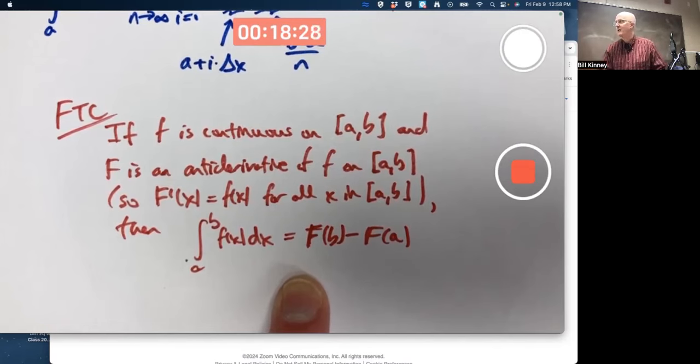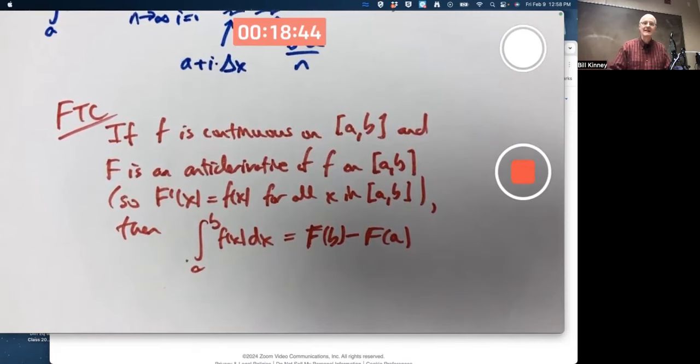When would it not be helpful? It would not be helpful if you could not find a formula for capital F, and we have seen examples of that, like I just mentioned. It's still true, just not helpful. Okay. Still worth talking about, though. We can still use it plenty of times here.